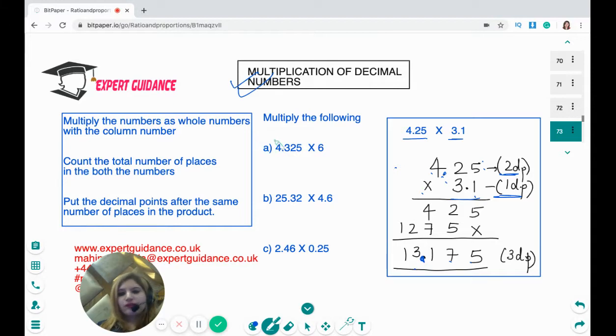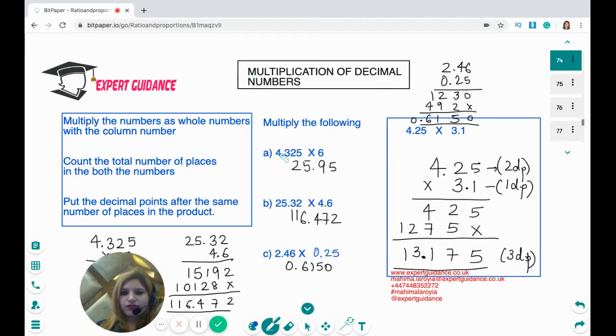Okay, so try these questions. For the first one, just multiply 4325 by 6, and there are 3 decimal places in the question, so we'll put 3 decimal places in the answer. For the next one, there are 2 decimal places and 1, so that is a total of 3 decimal places. And for the last one, there are 2 decimal places and 2 decimal places, so it means after 4 decimal places from the right, we'll put a point in the answer. Okay, so have a go at these ones. Pause the video and then check the answers.